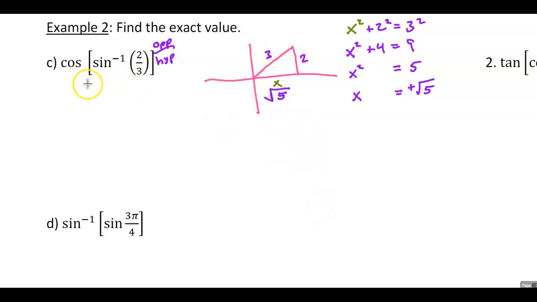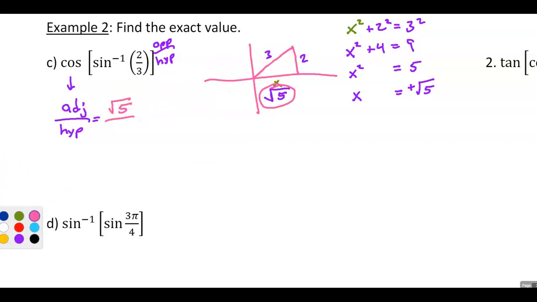So now the question is, find the cosine. Of course, if you know the cosine is adjacent over hypotenuse, we now know the adjacent. Hypotenuse has not changed. There you go.